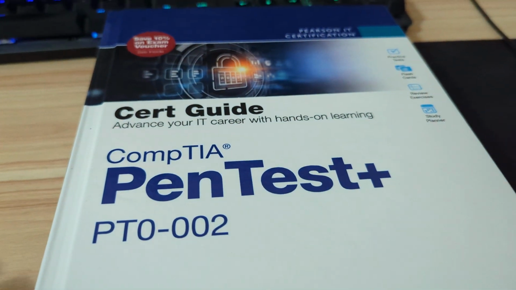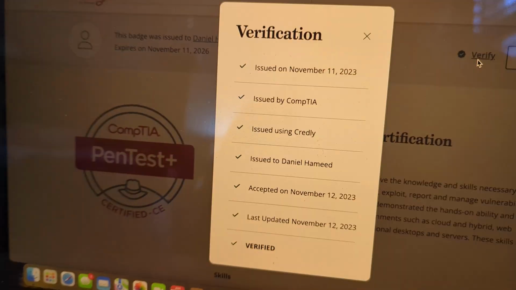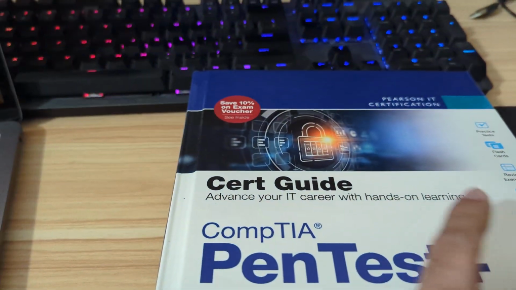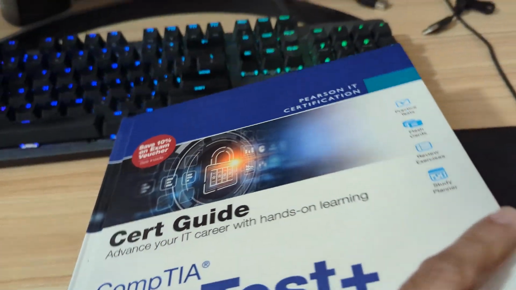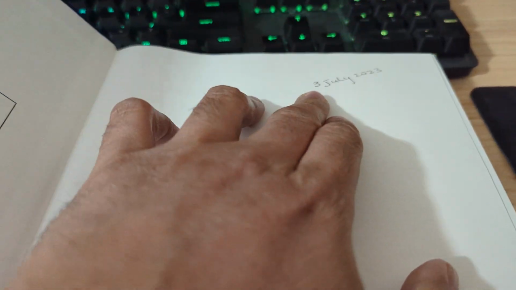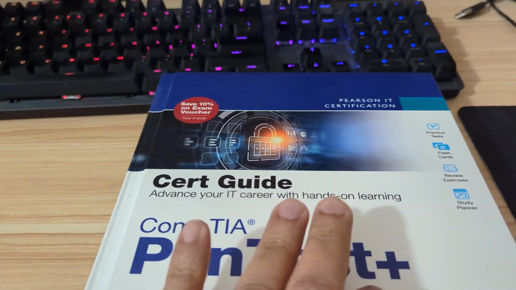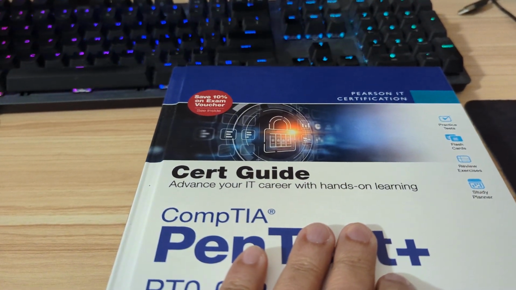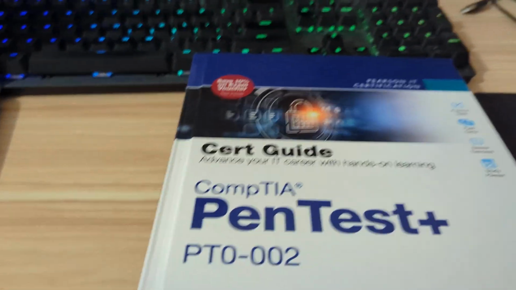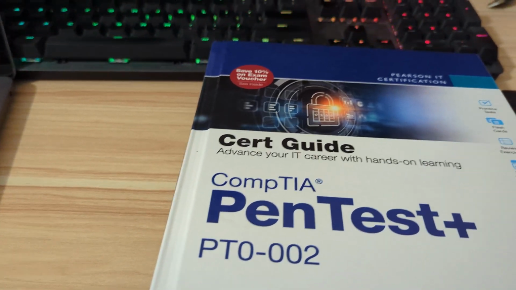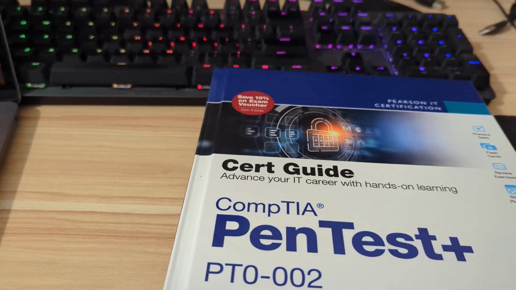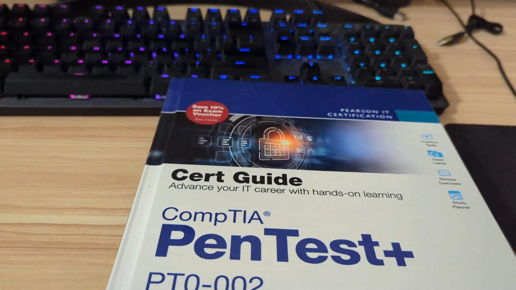Alright, so first things first, how long I studied. You can see that I took the actual test on November 11th, but like I said, I always write down when I start a book. So let's see the date I started. 3rd July 2023, so July, August, September, October, a full 4 months I took my time. Normally my time frame is 2 months for a shorter cert, and 3 months for a bit more technical one.